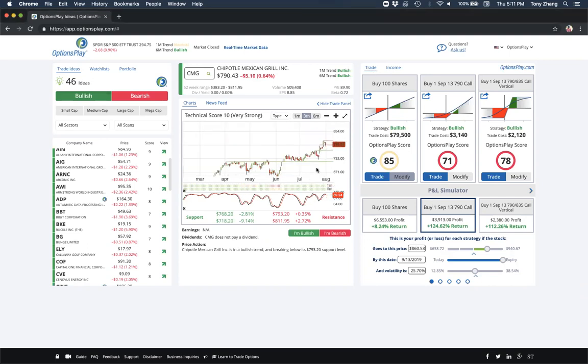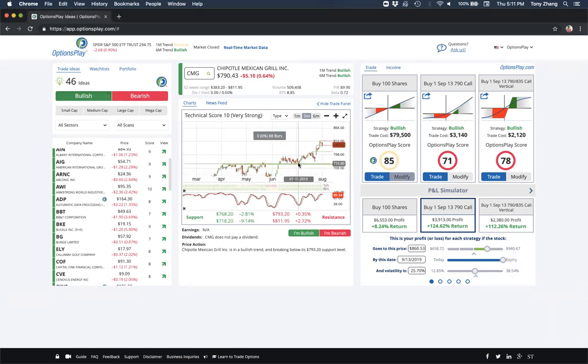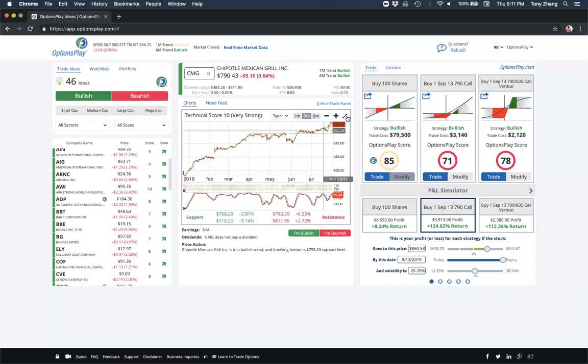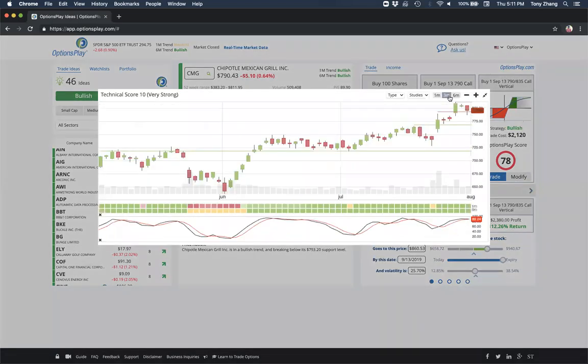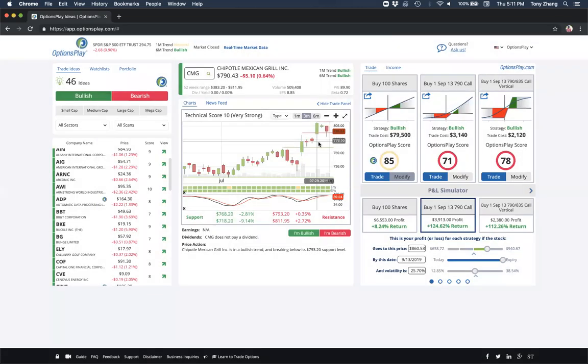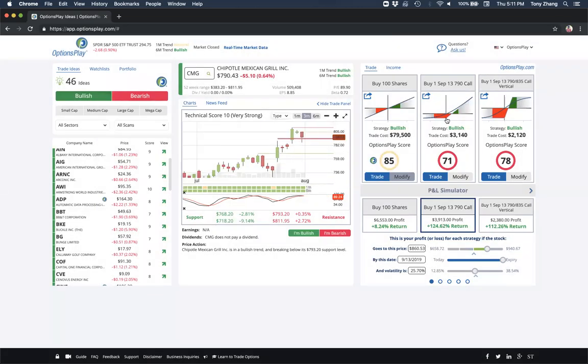I don't know how far you think Chipotle can go, but it recently broke above the 720 resistance level and rallied up to about 810 or so. It recently pulled back slightly, but is still a very, very strong stock. As you can see, technical score of 10, 1 month and 6 month trend is bullish. This stock is, I would say, very highly valued at this point. So it is certainly very rich. I certainly think that there's a lot of risk to the downside, which is why it's even more important for me to buy a call option, which gives me limited risk.